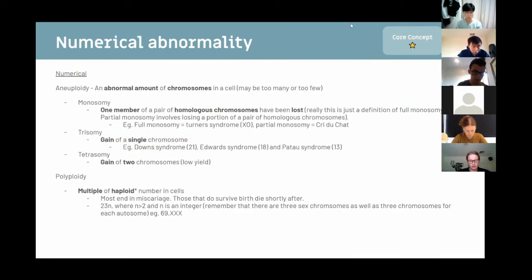Numerical abnormalities. Aneuploidy means there's an abnormal amount of chromosomes in the cell. That's all, it's very general. Monosomy means one member of a homologous chromosome pair has been lost. Trisomy means there's gain of a single chromosome, such as in Down syndrome, Edwards syndrome, and Patau syndrome. You need to know all of these. We'll go over them in a bit. And you have tetrasomy, which is gain of 2 chromosomes, low yield and quite deadly.